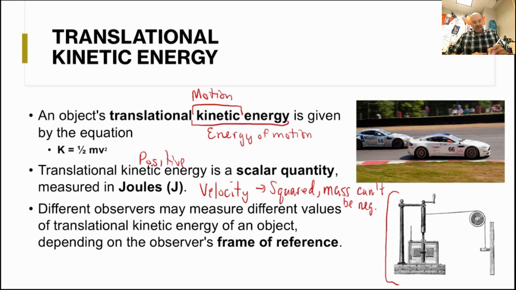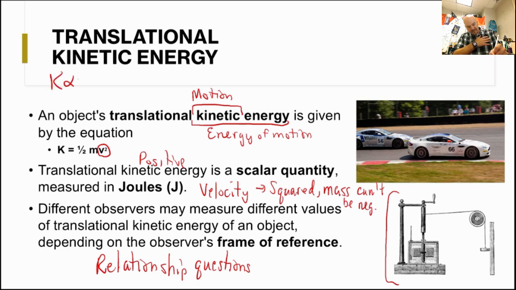We've been talking about these relationship questions, and AP likes to do these questions, mainly looking at the speed. So note that kinetic energy is directly proportional to v squared, not v, but v squared. So if you triple the velocity, you're going to get 9 times the kinetic energy. And it's also directly proportional to mass, so if you double the mass, you're going to double the kinetic energy.